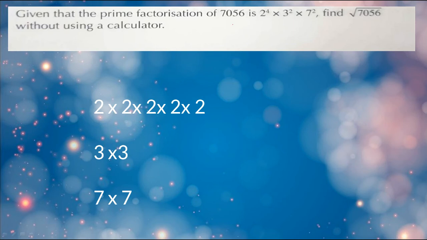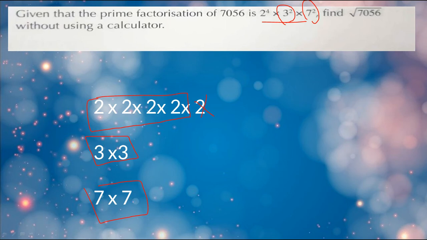In this question, they are giving you these factors. What does it mean? It means you will write it 4 times. Kindly don't write it 5 times. What does 3 power 2 mean? It means you have to show 3 by 3. What does 7 squared mean? It means you have two sevens.